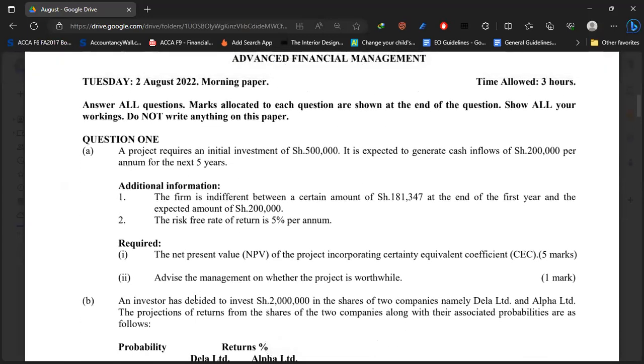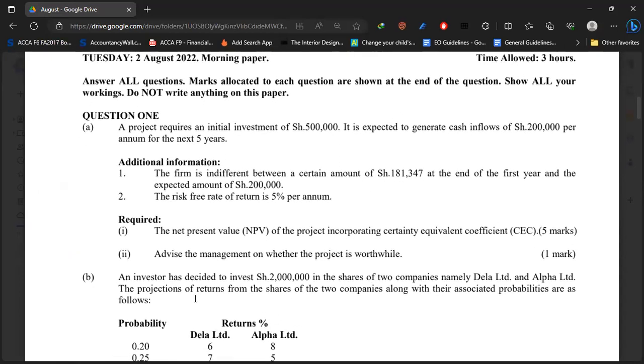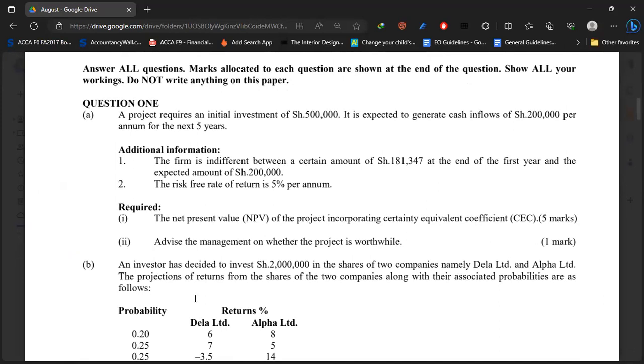Who is reading, kindly? Question 1A. A project requires an initial investment of 500,000. It is expected to generate cash inflows of 200,000 per annum for the next 5 years. Additional information: the firm is indifferent between a certain amount of 181,347 at the end of the first year and the expected amount of 200,000. The risk-free rate of return is 5% per annum. Required: 1, the net present value of the project incorporating certainty equivalent coefficient, CEC. 2, advise the management on whether the project is worthwhile.